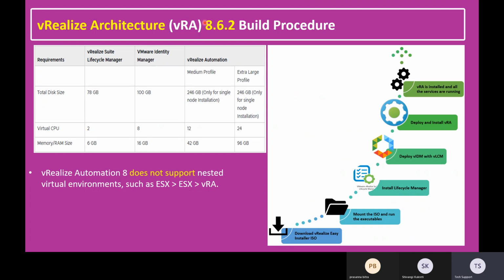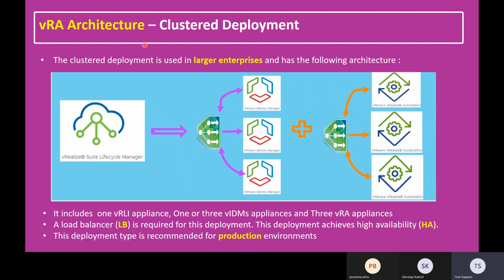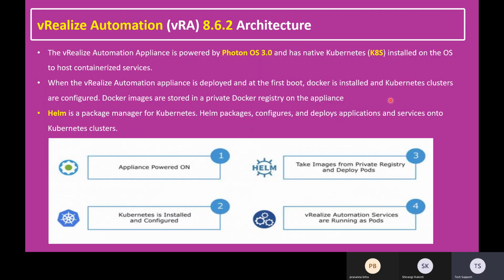So until now, we discussed the vRA deployment architecture, the standard deployment architecture and cluster deployment architecture. Now, I'm going to explain the vRA appliance level architecture. Within the vRA OS, what is the architecture inside? That architecture I'm trying to explain here, appliance level architecture. So this is a very important point.